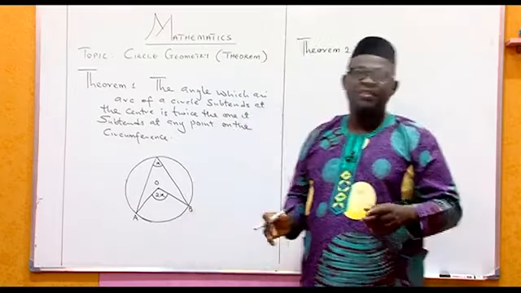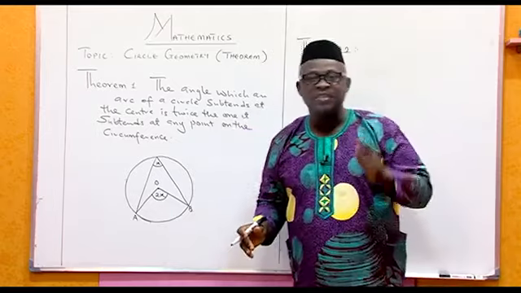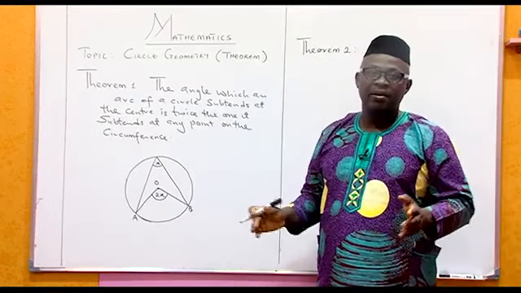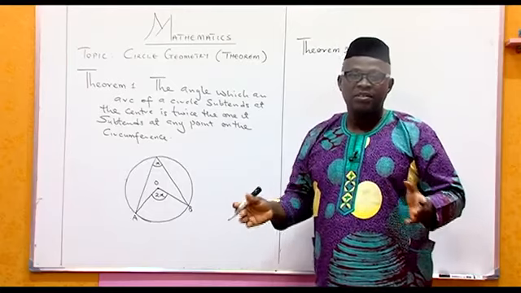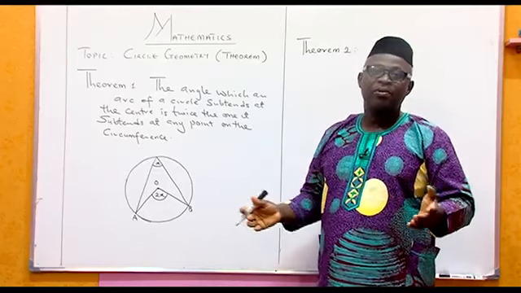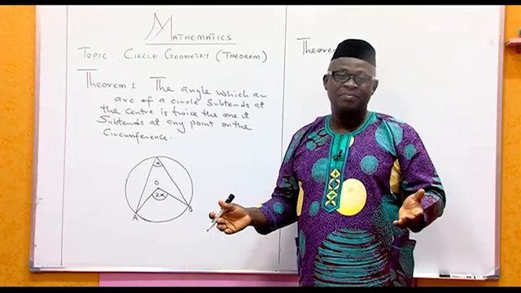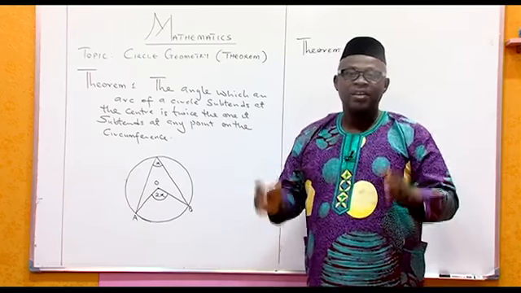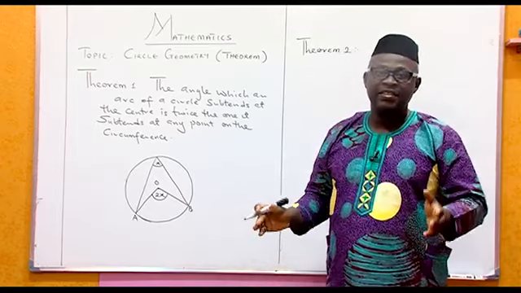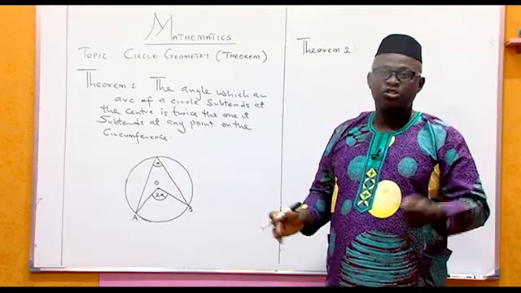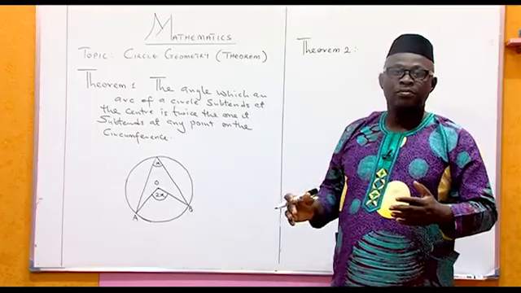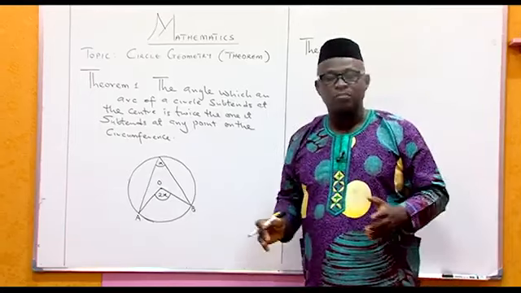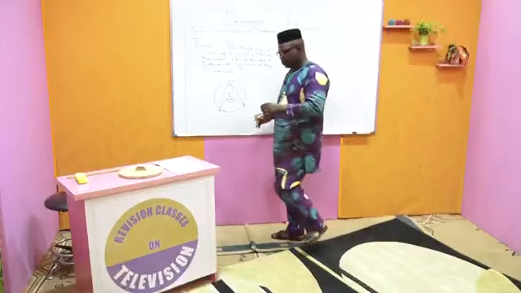And the theorem states that the angle in a semicircle is a right angle. What is a right angle? A right angle is an angle of 90 degrees. So in essence, the theorem is telling us that the angle in a semicircle is 90 degrees. Let me show an illustration to depict this particular theorem 2 on the board.